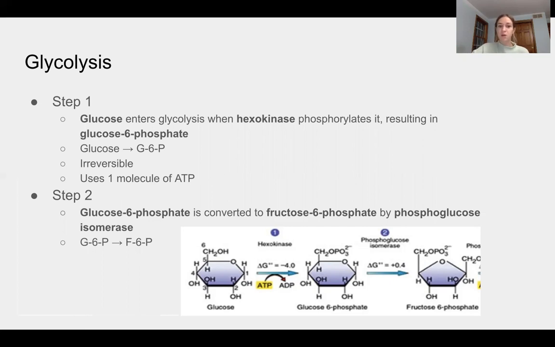So step 2, we have our G6P, which is then converted to F6P, or fructose 6-phosphate, by phosphoglucose isomerase. It's good to know the enzyme, what we start with and what we end with. Again, I simplified it here. I have our G6P is converted to F6P.